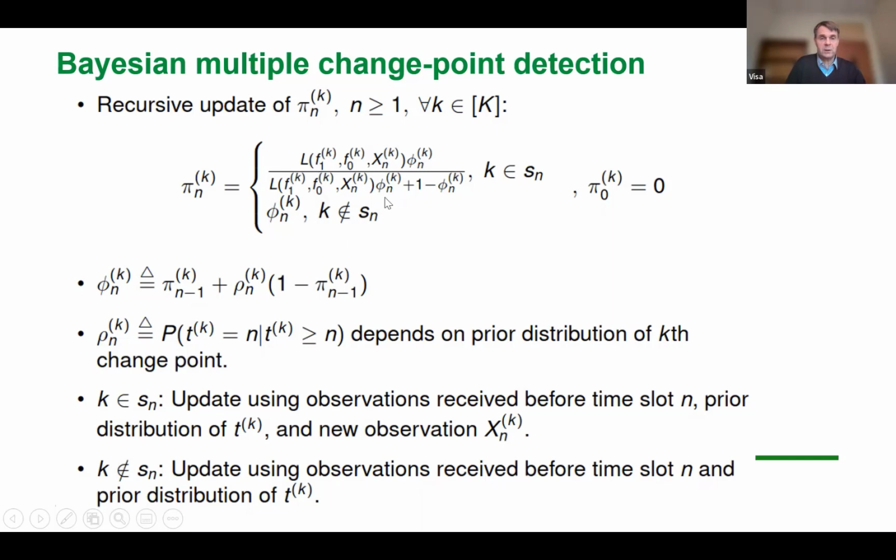And then for those sensors that you are not monitoring, this update is based on the a posteriori probability from the previous observations, plus a term that follows from the prior model here. So you also update those posterior probabilities for the sensors that you are not monitoring, but that update is based on the prior model. All right.